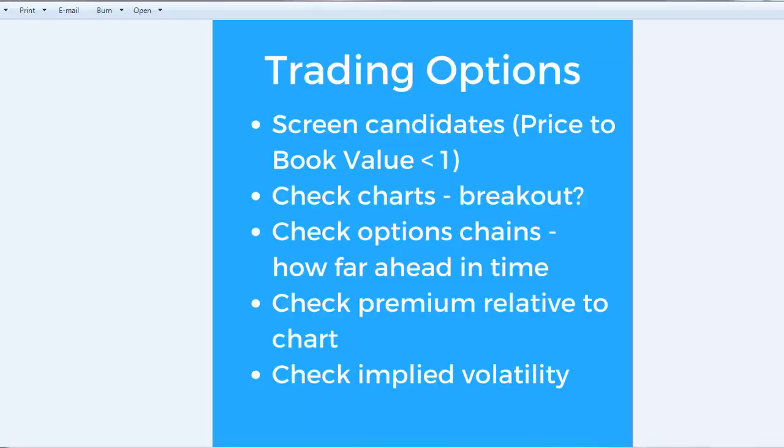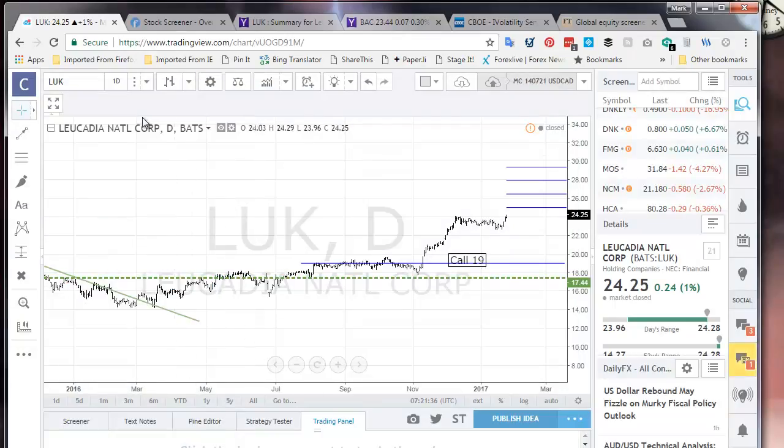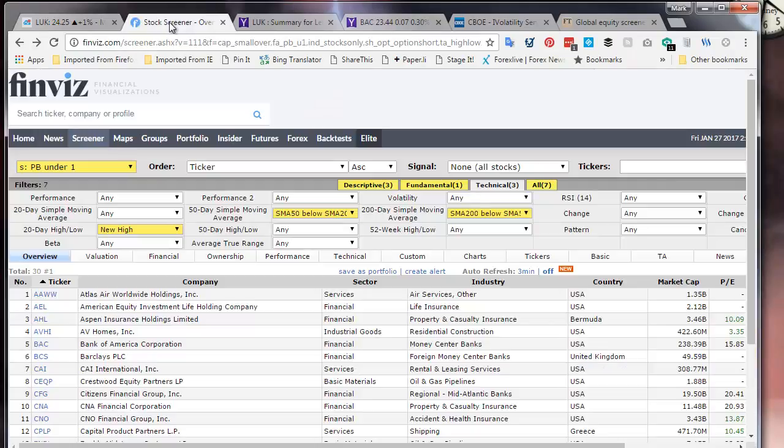I'm going to check the charts. I'm looking for breakouts. I'm going to check the options chains to see how far ahead in time I can find options. I will check the premium that I have to pay from those chains relative to the chart to see if I can get asymmetric or disproportionate returns, and I will check implied volatility. So let's step first of all to my stock screening system.